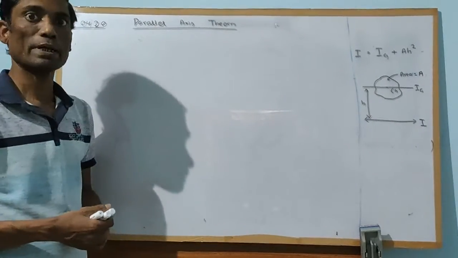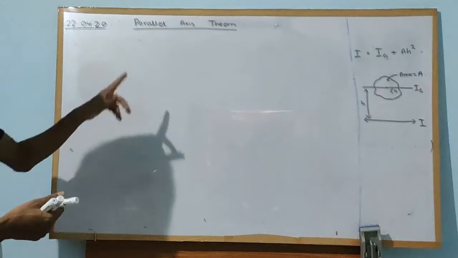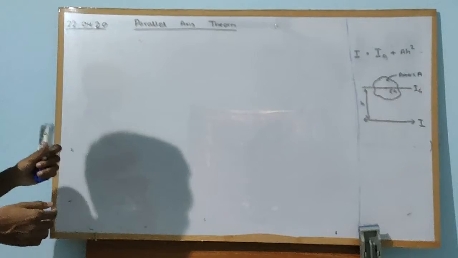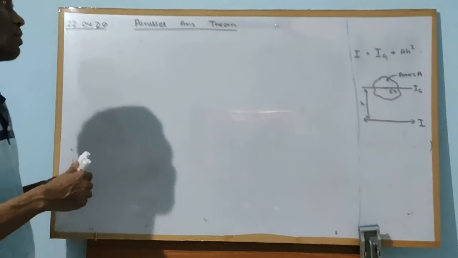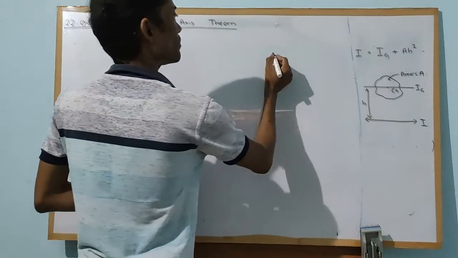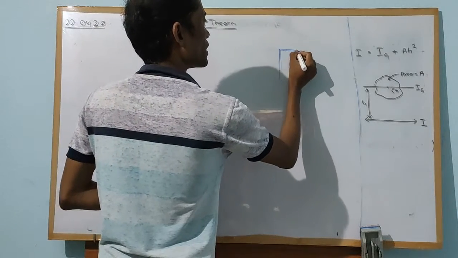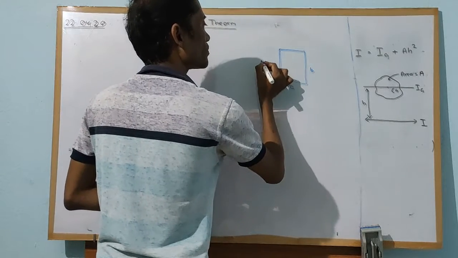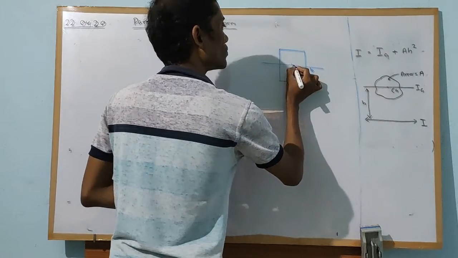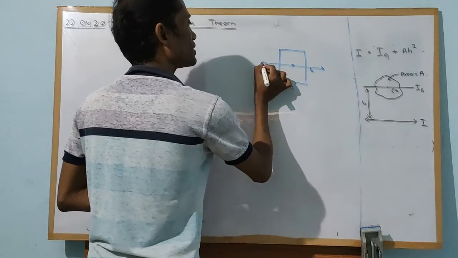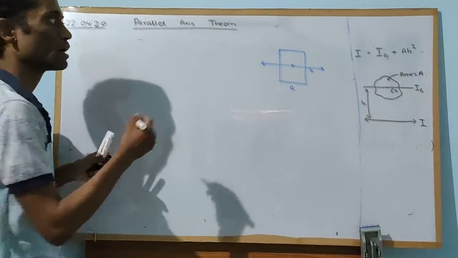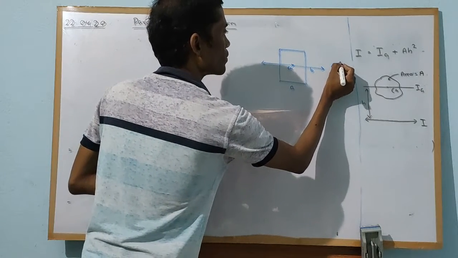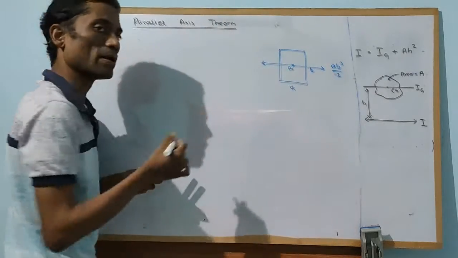Last part of the moment of inertia, parallel axis theorem. Now, parallel axis theorem, the example is, consider a rectangle of side A and B. If I ask you what is the moment of inertia about this axis, that is the x-axis which passes through the CG, then you tell me A B cube by 12. This already we have derived in this part.